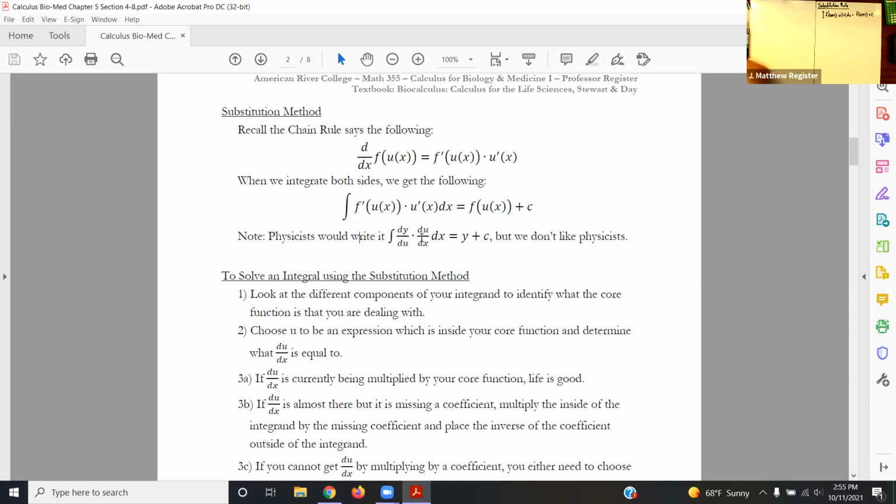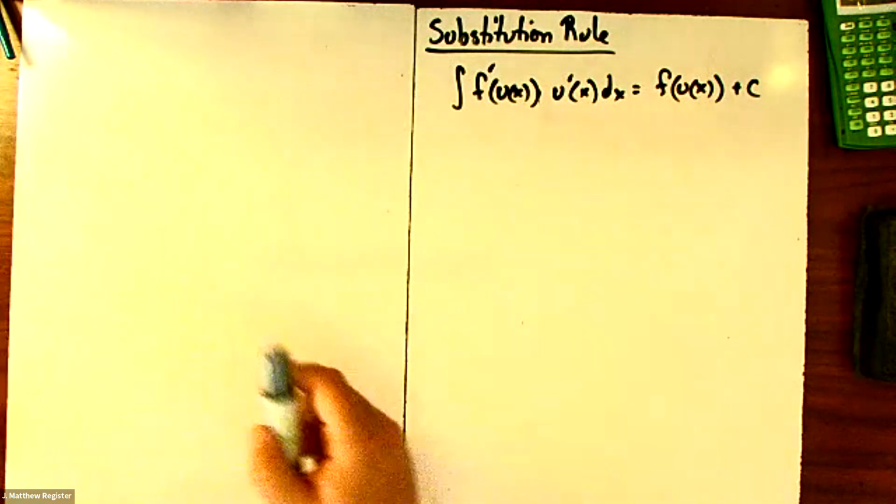Note, physicists write this in a way which makes it a little easier to see. If you have dy du times du dx, they would just cancel the du's and be left with the integral of dy, which is just y plus c. But we don't like physicists because they make it much too easy. We want to make it very complicated like a good mathematician. But let me show you what this is doing with an example, because I think just seeing all of these letters flowing around, it's not going to make as much sense. And so let's try an example.